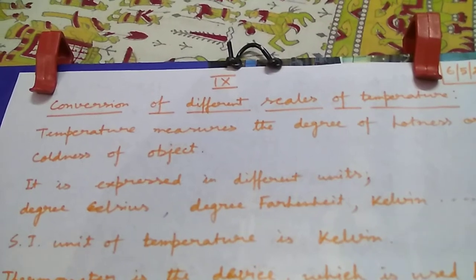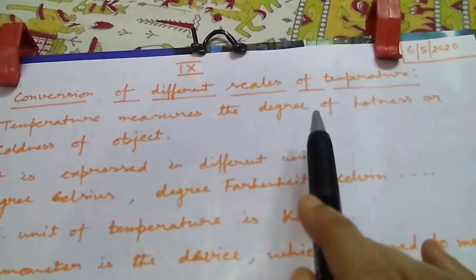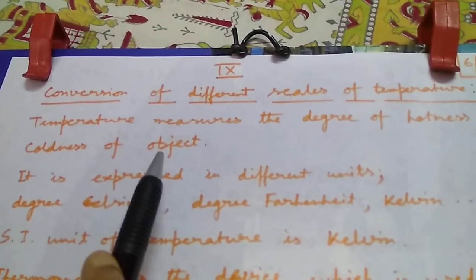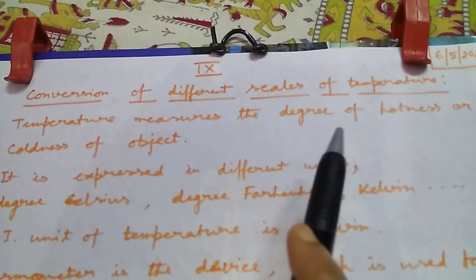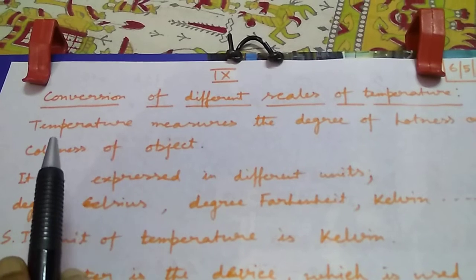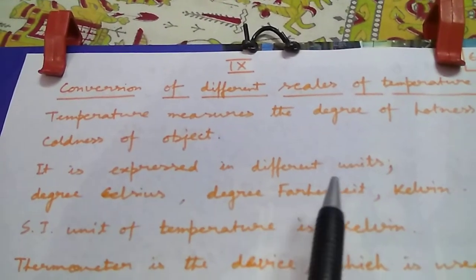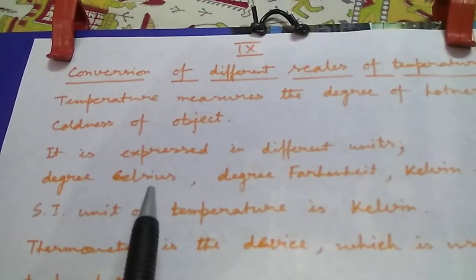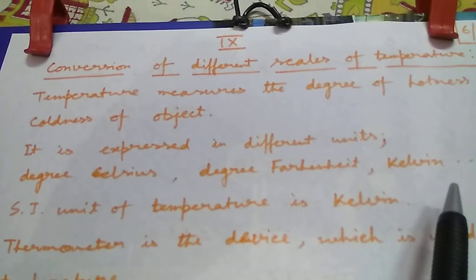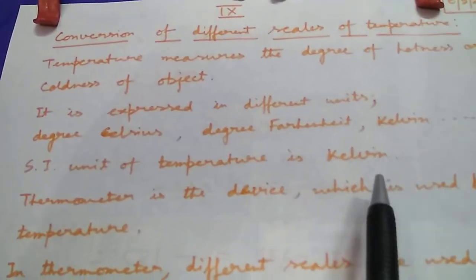First, what is temperature? Temperature measures the degree of hotness or coldness of an object. That means how hot or how cold the object is can be measured with the help of temperature. Temperature is expressed in different units like degree Celsius, degree Fahrenheit, Kelvin, etc. The SI unit of temperature is Kelvin.